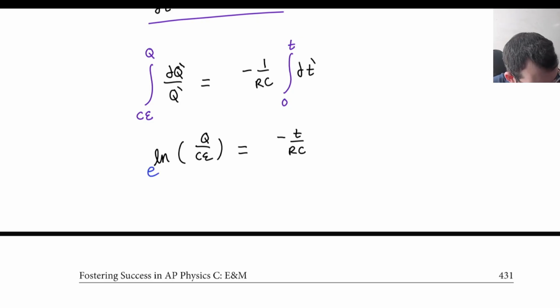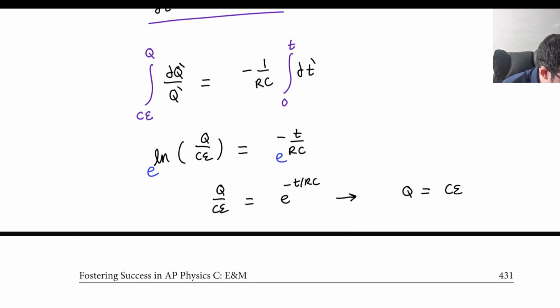So then we can exponentiate both sides. So we get Q over C epsilon is equal to e to the negative t over RC, which means that Q is equal to C epsilon e to the negative t over RC.